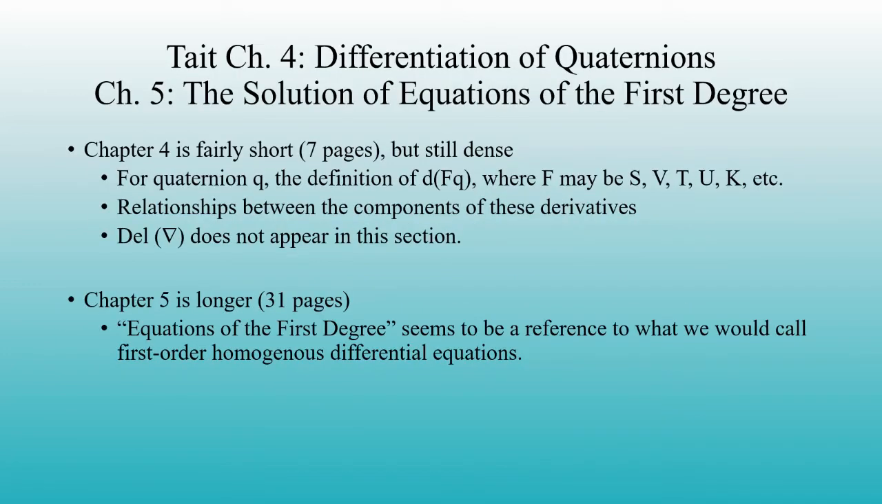Chapter 4, Differentiation of Quaternions, is a mere 7 pages, but it still contains a lot of highly structured material. Tait goes back to the original Newtonian definition of fluxions to introduce the differentials rather than the derivatives of these multidimensional mathematical objects. He discusses the change of one quaternion with respect to another, but he does not introduce the del operator in this section.